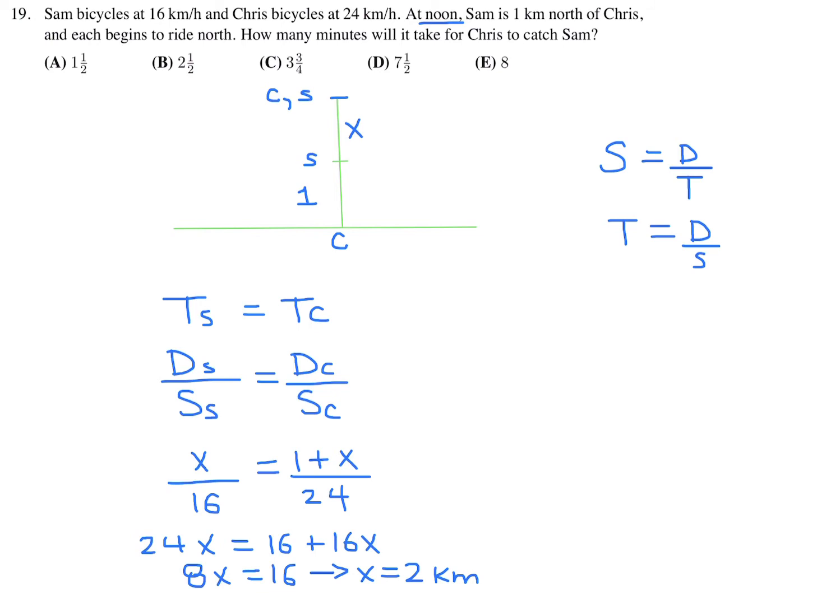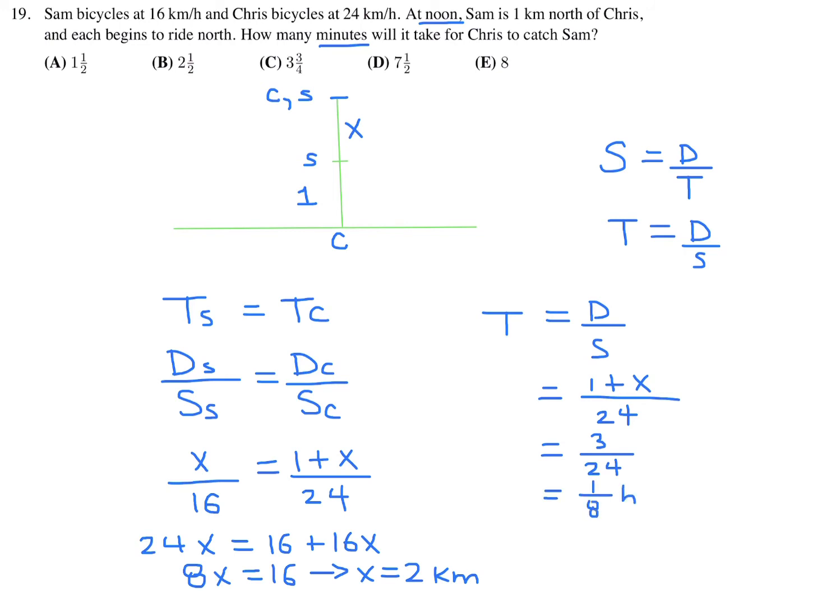Well, what are we trying to figure out in the question? How many minutes will it take Chris to catch Sam? So basically, we're trying to figure out the time that it takes Chris to go from here to there. No problem. We can use this formula once again. Time is equal to distance over speed. Well, the distance is 1 plus x, and the speed for Chris is 24. And this looks like 3 over 24 since x is equal to 2, and that is 1 over 8.